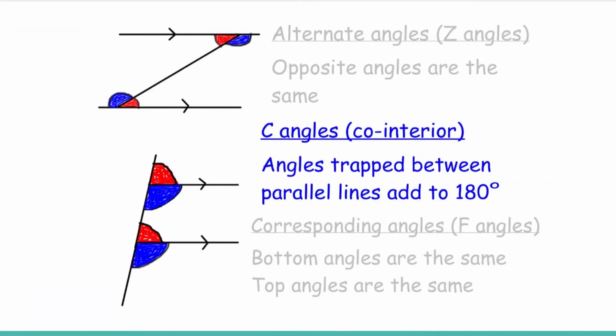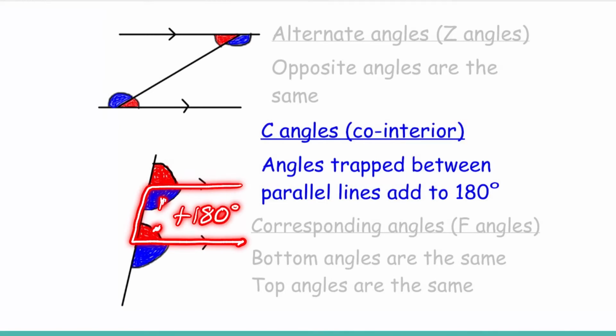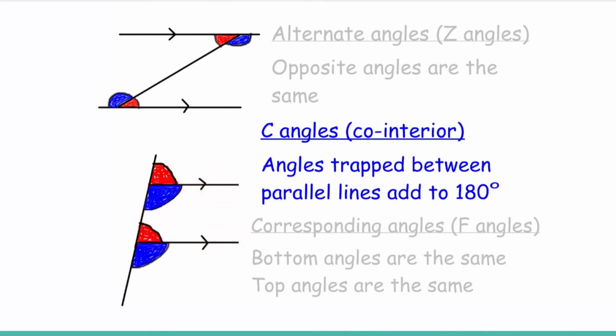We also have C angles, which are co-interior angles, and if we see here, we've got like a C shape. So the inside angles from that F, or the corresponding angle, will add together to make 180 degrees. And that's the co-interior angles. So we have three different types of angles: alternate, corresponding, and then the co-interior.